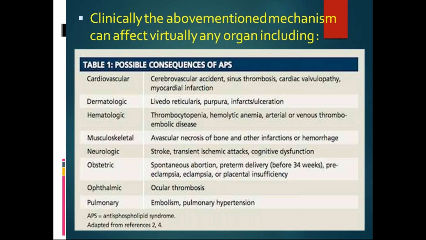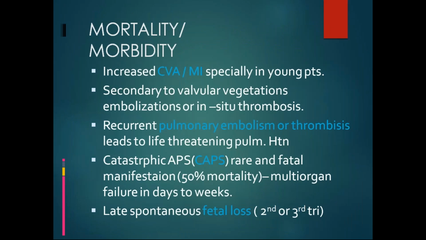Pulmonary: pulmonary embolism. As I said earlier, with cerebrovascular accident and myocardial infarction in young patients, you have to suspect antiphospholipid syndrome. Secondary to valvular vegetations, embolizations, or in situ thrombosis, or if there is any recurrent pulmonary embolism, whatever it is, you just have to go to the basic point of thrombotic phenomena, and you can apply it. Whether it is brain, it is CVA; in lungs, it is embolism; in heart, it is myocardial infarction; and in legs, it is arterial thrombus. Whatever, it just comes to thrombotic phenomena.